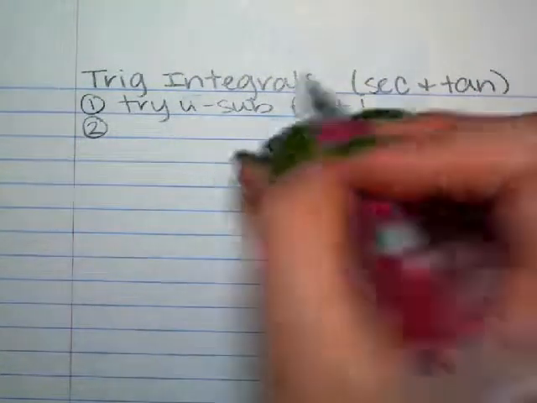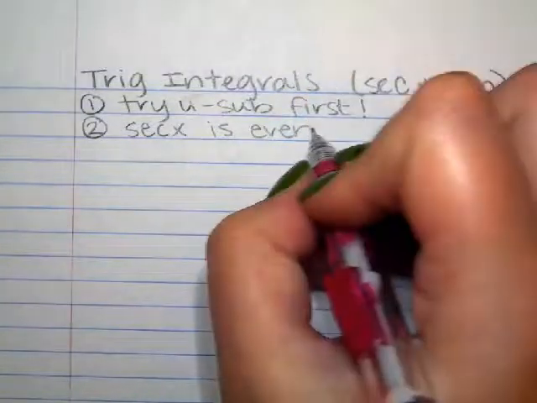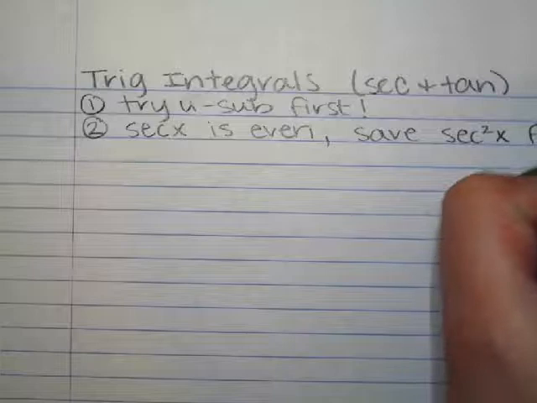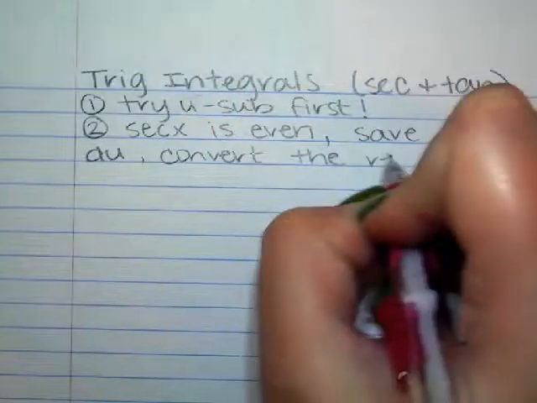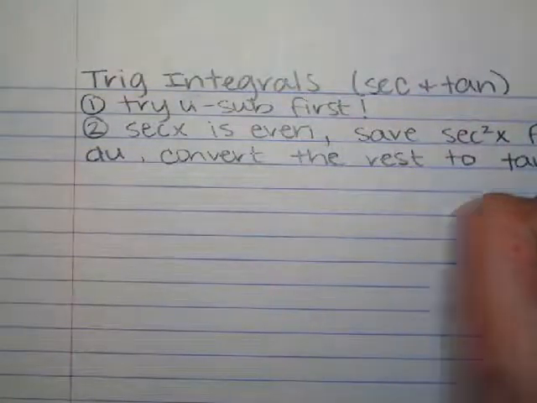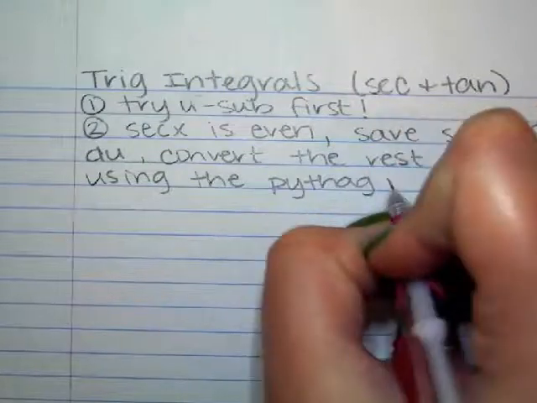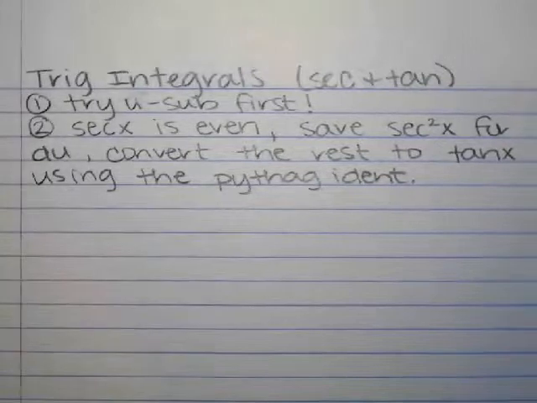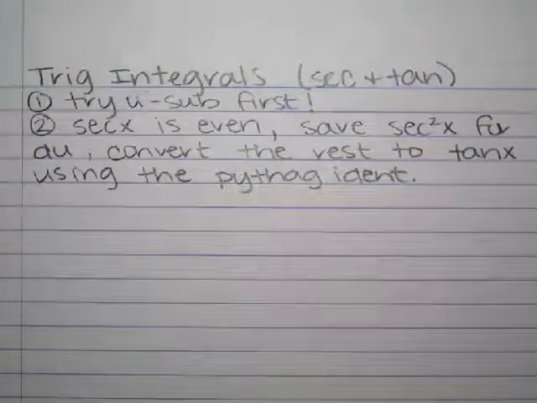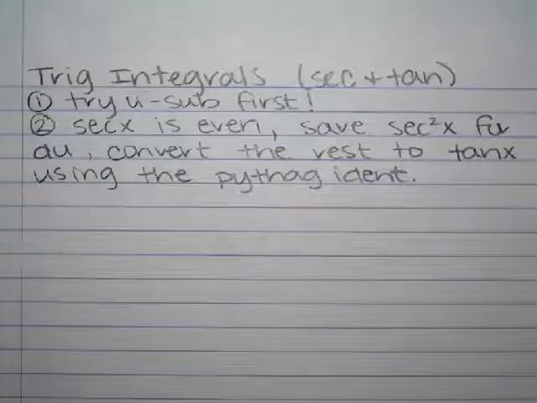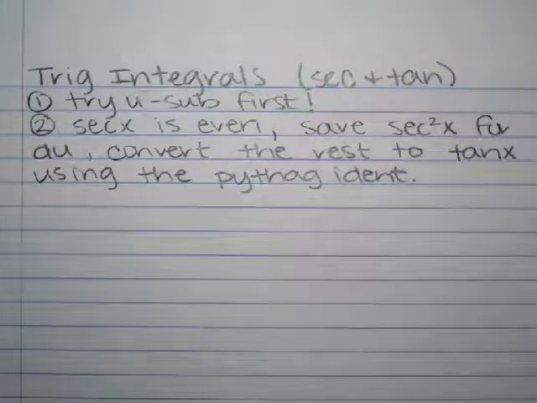So if secant is even, save a secant squared for du, and then convert the rest to tan using the Pythagorean identity. So if your secant is even, you're going to save a secant squared because that's your derivative, and then you're going to convert everything else into tangent. So your goal would be to get the whole problem in terms of tangent and save just the derivative of tangent, so save just the secant squared. So that's if secant is even.